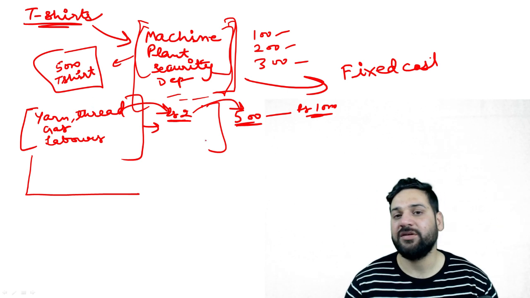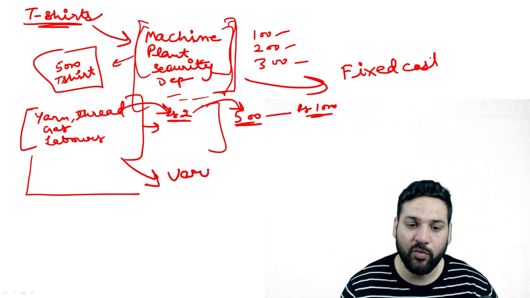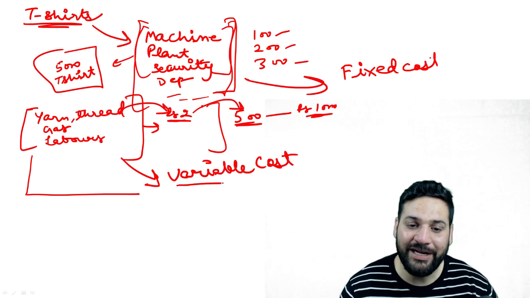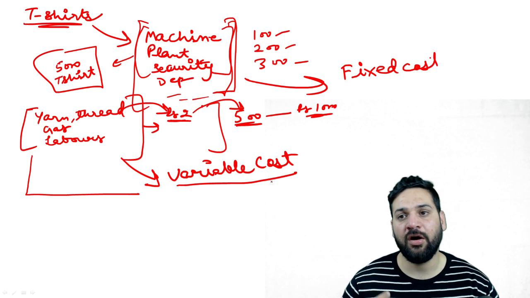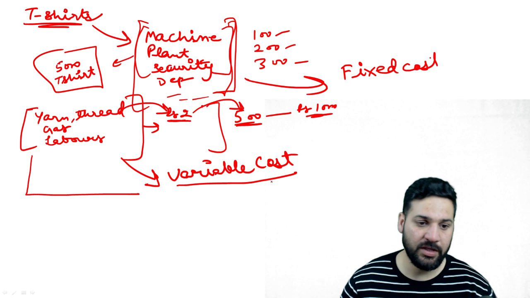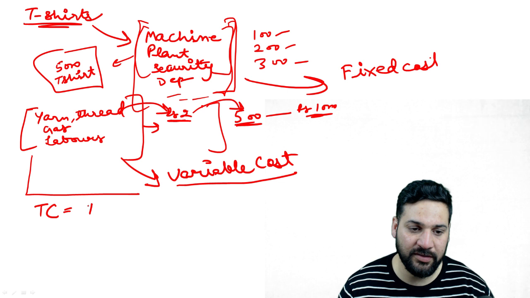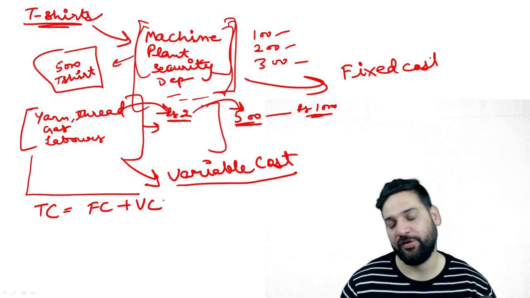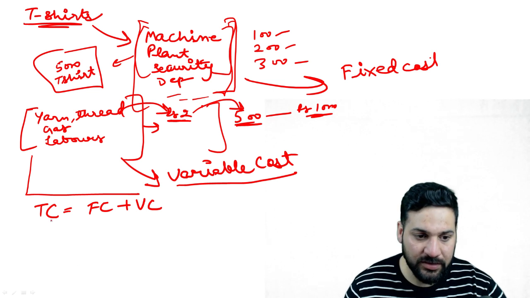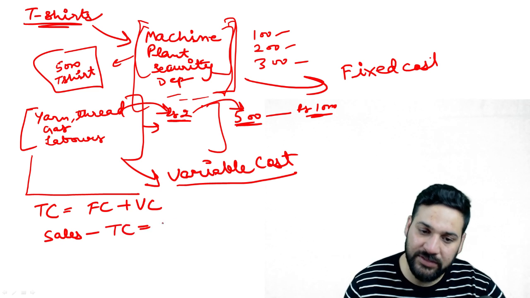So these are two costs. This is the fixed cost, and this one is known as the variable cost. What is variable cost? The cost which changes with each additional unit which is manufactured, right? So total cost, I write it as TC. Total cost is equal to fixed cost plus variable cost. Okay. Now how to calculate the profits? Sales minus total cost. It is net profit.